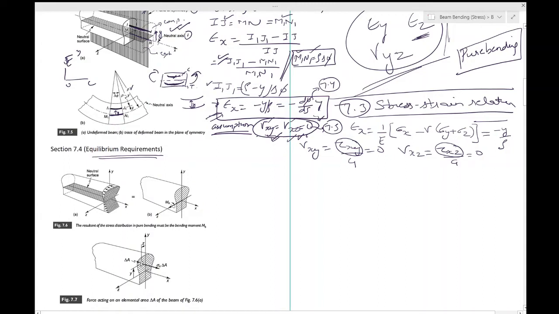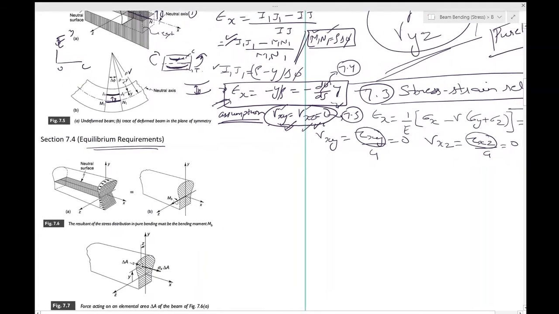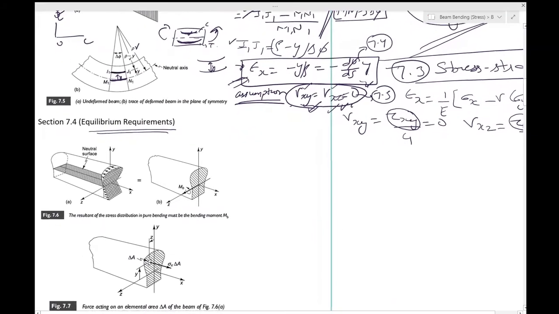So you want the resultant of the stress distribution over the cross sections of the beam to be equal to the bending moment as indicated in 7.6. So let's see. Let me just zoom in slightly.